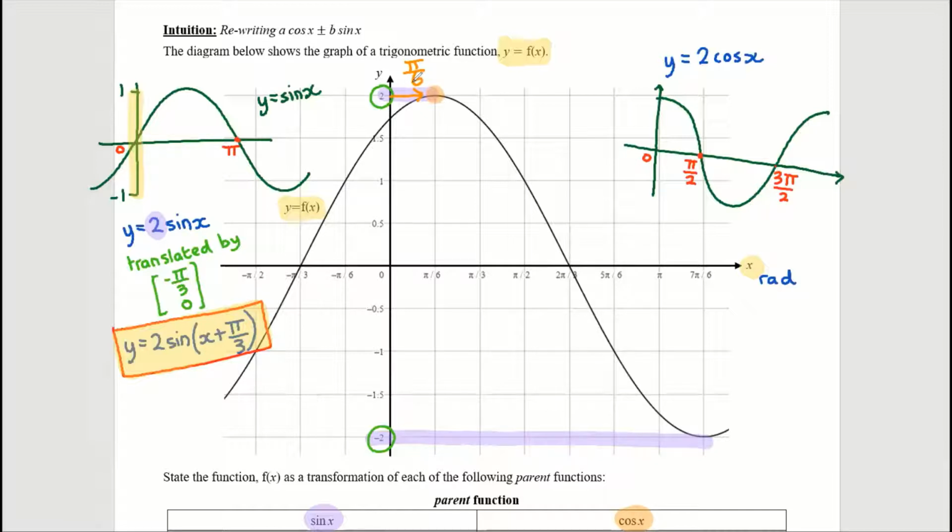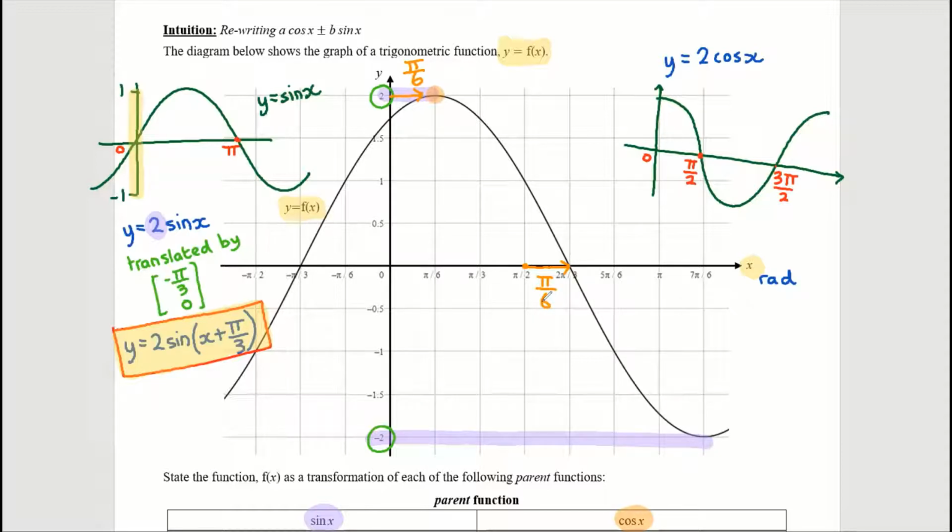Well, yes, we can. If you look at where the x-intercept would lie for the cosine graph, that would be pi over 2. It's now shifted pi over 6 to the right. Again, okay, everything is consistent.